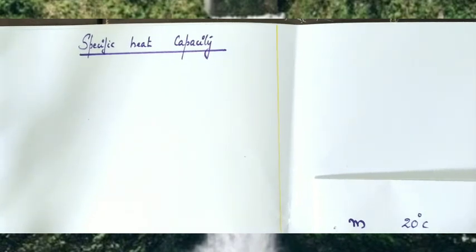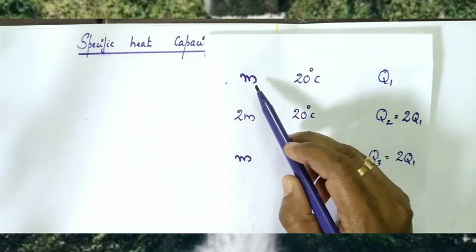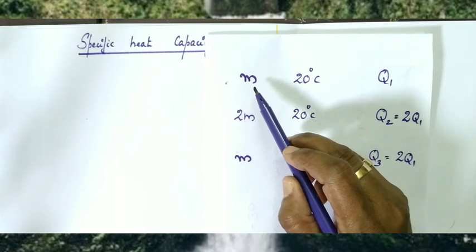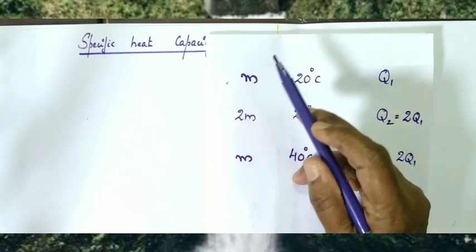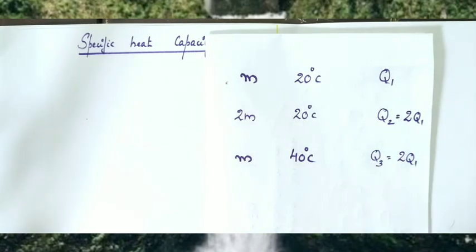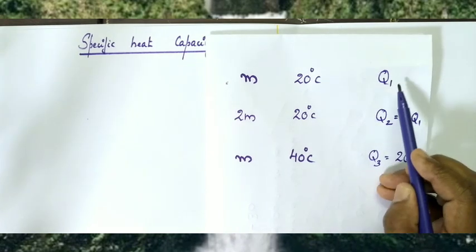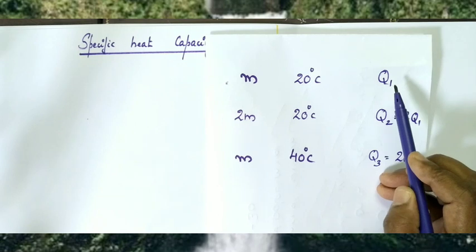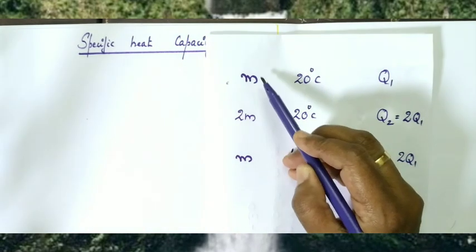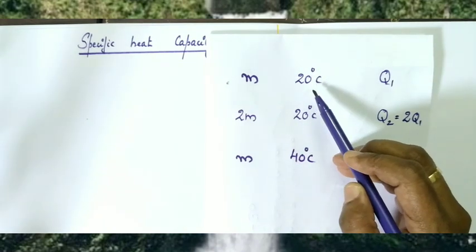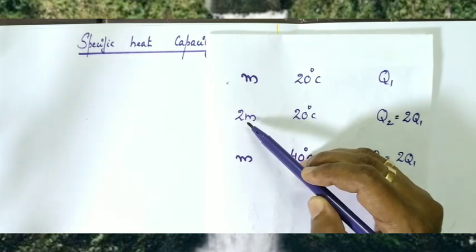That is the question. For example, if you have taken m amount of water, let m be the mass of water taken inside a container. If the temperature has to be increased by 20 degrees Celsius, let the quantity of heat required be Q1. So, what is Q1? It is the quantity of heat required to raise the temperature of m mass of water by 20 degrees Celsius.